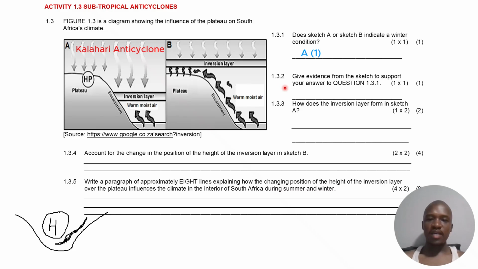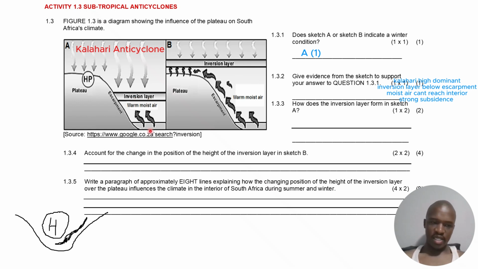1.3.2 says, give evidence from the sketch to support your answer. Here's the evidence. Look at these arrows. Look at this high pressure, right? You say that the Kalahari high is dominant. That's evidence number one, right? You can even tell us that the inversion layer is below the escarpment or below the plateau. If the inversion layer is below the escarpment or below the plateau, you can see it's below. That's how you know it is winter. Okay, and the warm moist air from the ocean cannot reach the interior. You see that it is blocked by the inversion layer.